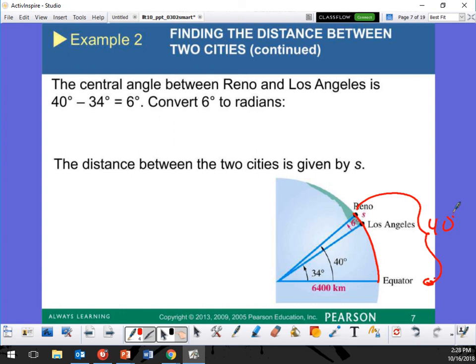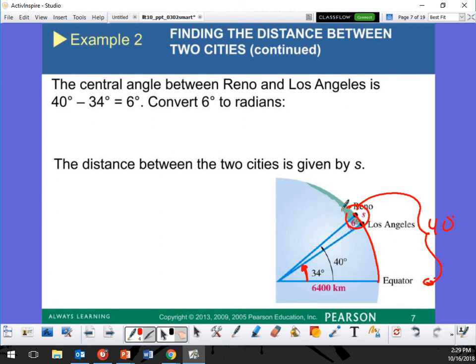That's 40 degrees, right? And from here to here is 34. Do I want to know this piece from here to here? No, I only want the piece in between. So to figure out how many degrees are between my two cities: 6. There's 6 degrees between the two cities. So I took the big one minus the small one. And since both these are north, big minus small, and I come up with 6 degrees.